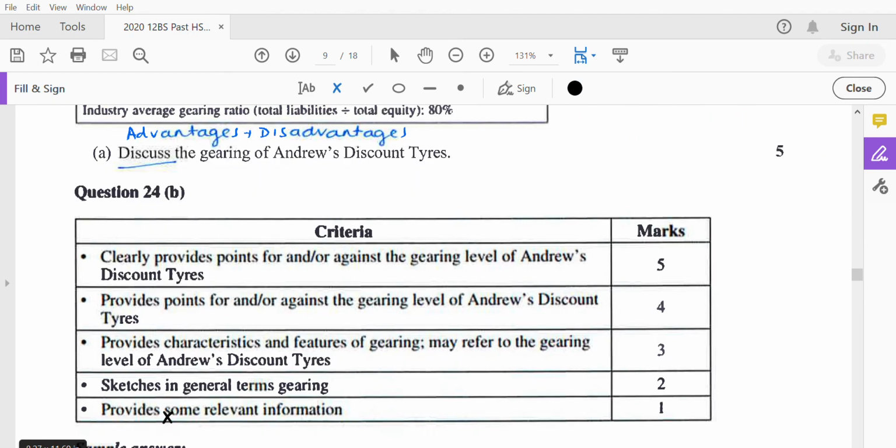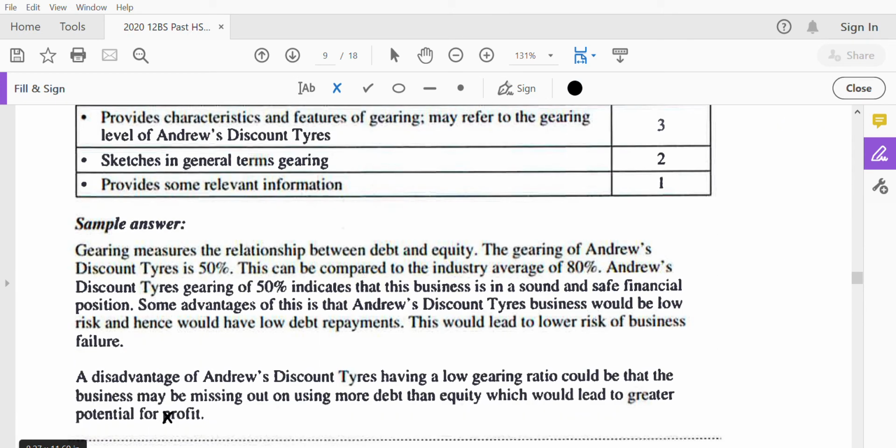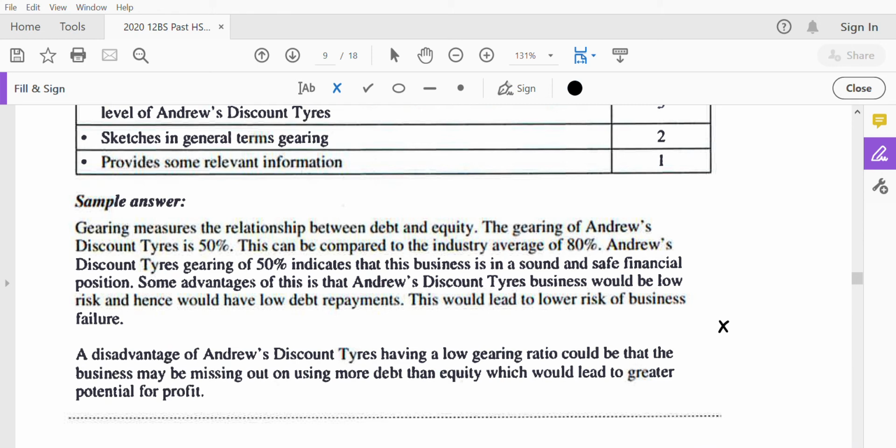And as we move a little bit further down, it actually gives you an example of an answer. So let me just read this quickly. Gearing measures the relationship between debt and equity. So we've got our topic sentence there, we're defining it. The gearing of Andrew's discount tyres is 50%. This can be compared to the industry average of 80%. Andrew's discount tyres gearing of 50% indicates that this business is in a sound and safe financial position.